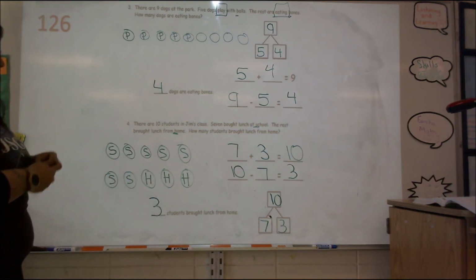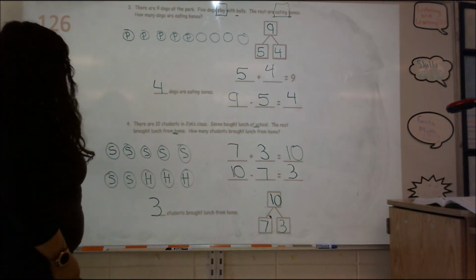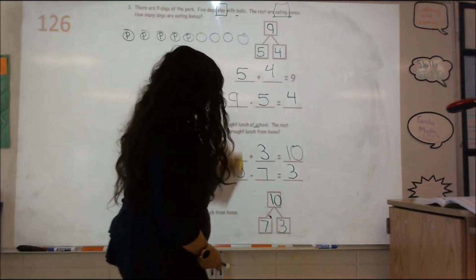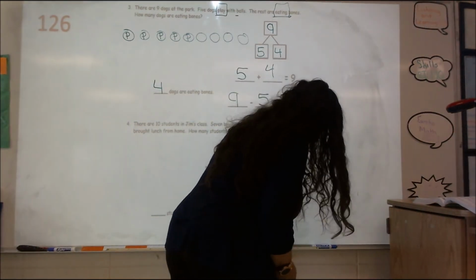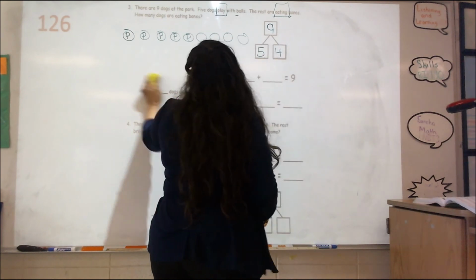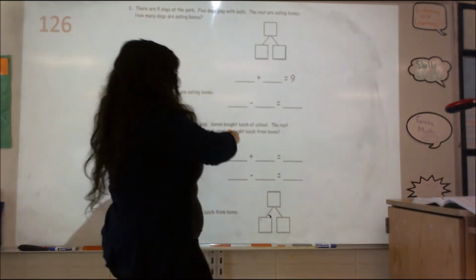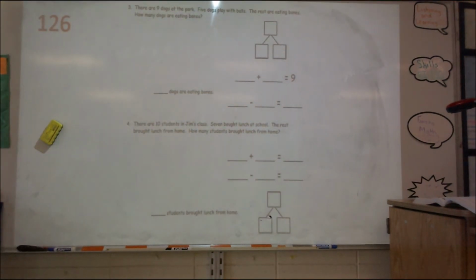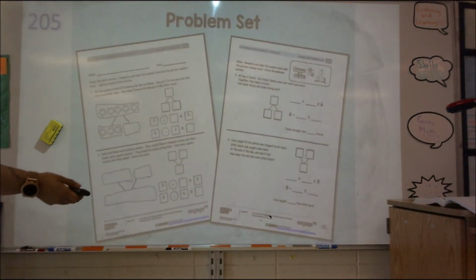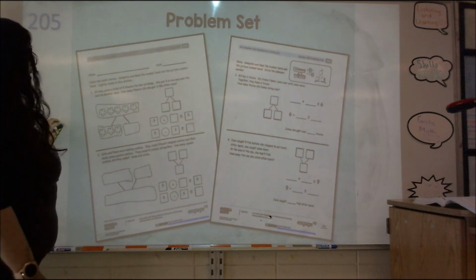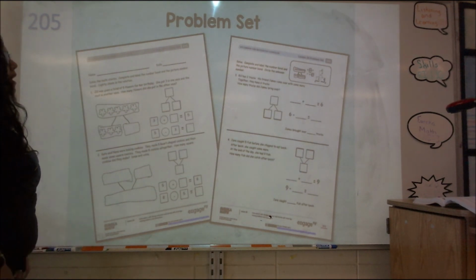Okay, that was some excellent practice with our subtraction word problems. Now it is time for you to get to work independently. I want you to complete your problem set in your book. If you give me a second, I'll show you where to find it. All right, it is on page 205 in your Learn book. That's the same one that we do our application problem in.